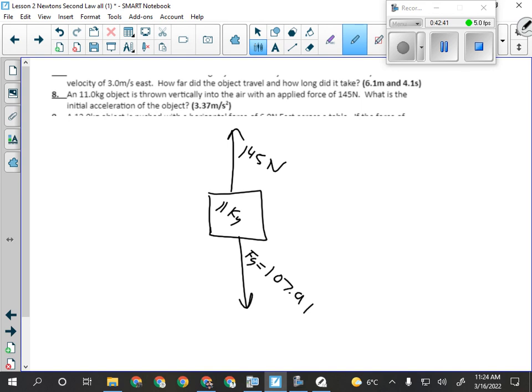And now we get a much more reasonable number for the upwards acceleration, at least while it's in the person's hand. Once it leaves the person's hand, its acceleration will be down at 9.81 because that force is gone. Once it leaves my hand, I'm no longer applying that force to it. All that's acting on it then would be gravity, and then gravity would be the net force. So F net is going to be the vector sum of all forces, 145 minus 107.91.